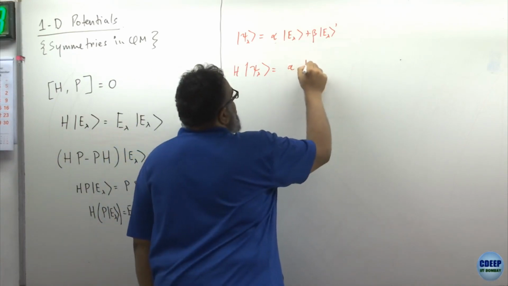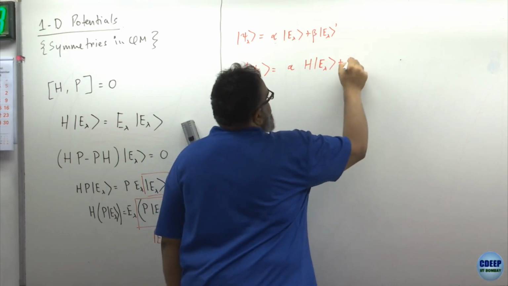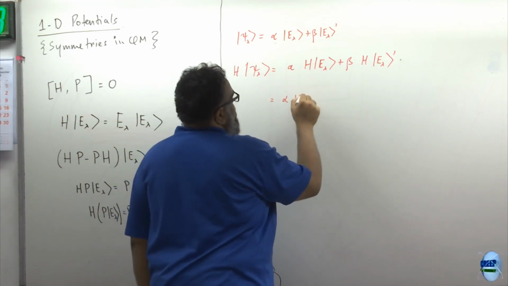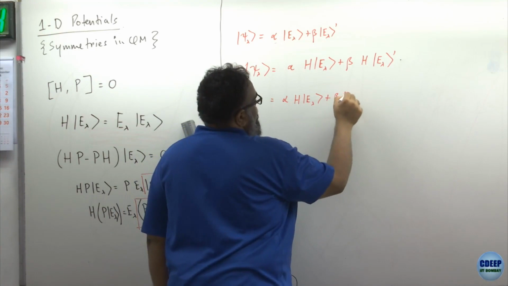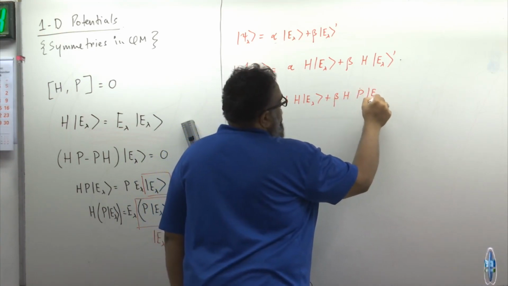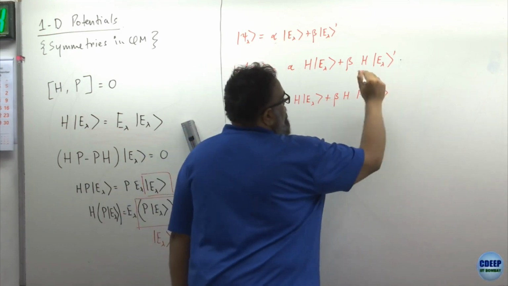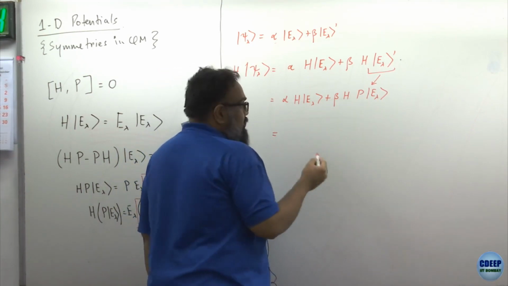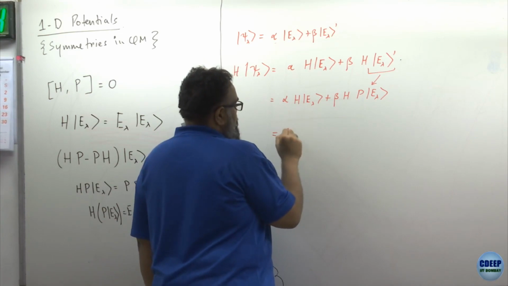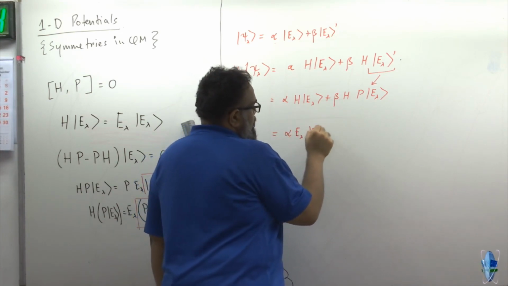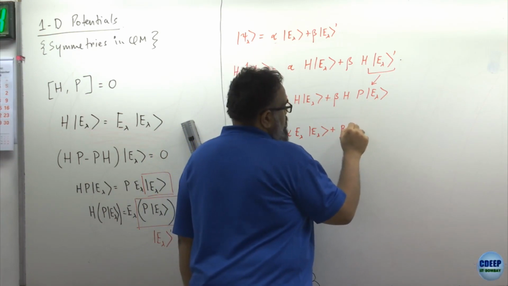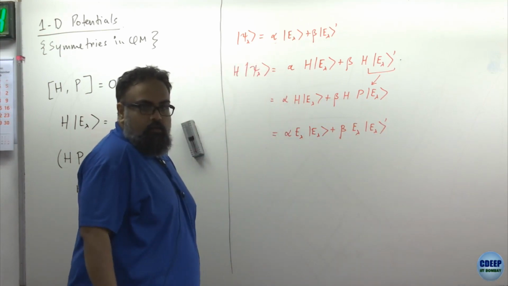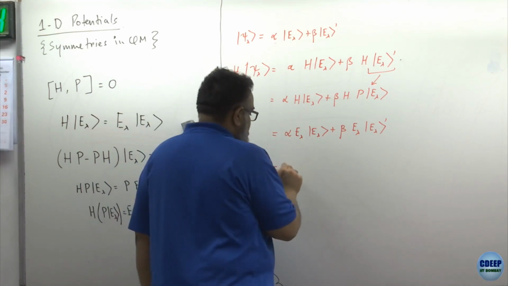Right, you can just do it, right? It's alpha Hamiltonian acting on E lambda plus beta Hamiltonian acting on E lambda prime, which is alpha Hamiltonian acting on E lambda plus beta Hamiltonian acting on P acting on E lambda prime, E lambda, right? This is the definition of E lambda prime. And P acting on E lambda is E lambda times P E lambda. So this is alpha E lambda plus beta E lambda prime, and so collect the E lambda.